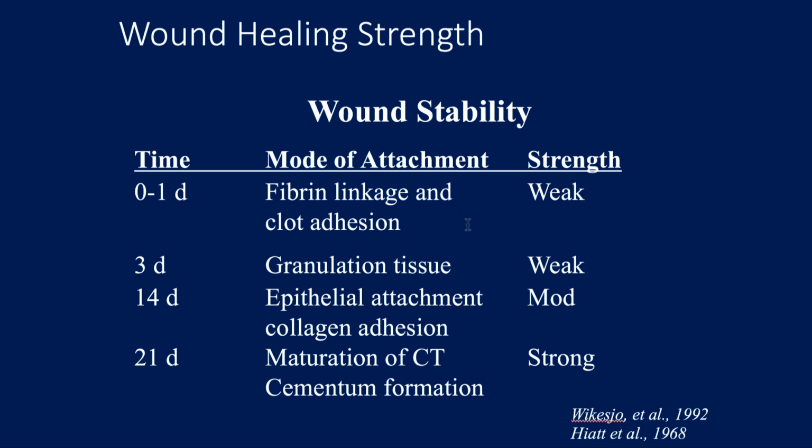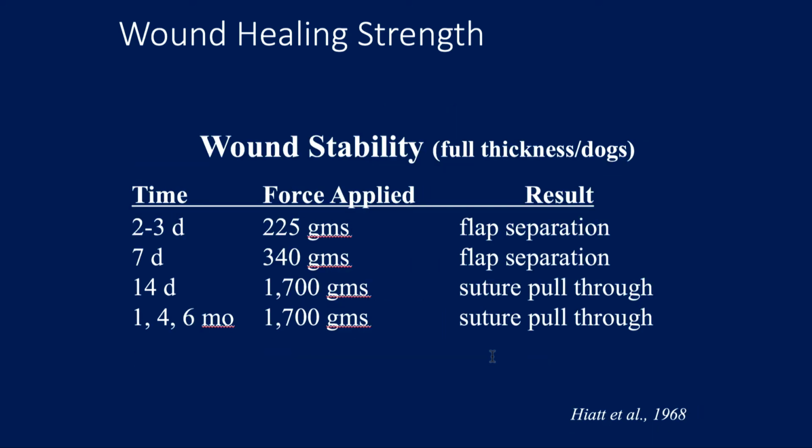You can see through those days, when they did histology on these, what type of attachment was present. At 1 day, we just had the fibrin linkage and clot adhesion. By 3 days, granulation tissue was being seen. At 14 days, there was an epithelial attachment and actual collagen adhesion. And by 21 days, we had maturation of the connective tissue. Now, the actual numbers that you see here from the various time points, and the amount of grams of force it took to displace the flap, really guide us as to when we should remove our sutures. If you're looking at this data, you can see that at 7 days, our flap is still fairly weakly applied to the gingiva, even though we've had that time of healing.